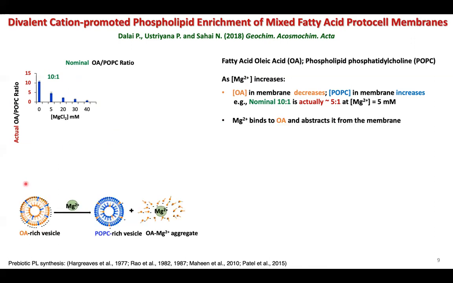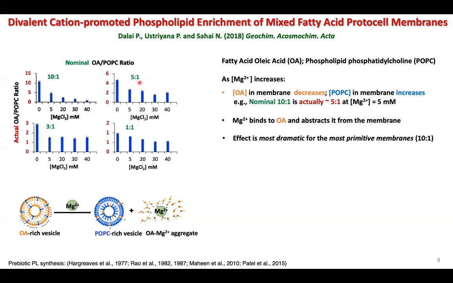Now, we tested this again with HPLC. You collect the supernatant and the aggregates, and we determined that magnesium is basically binding to these oleic acid head groups and pulling them out of solution and making an aggregate and leaving a phospholipid enriched vesicle.